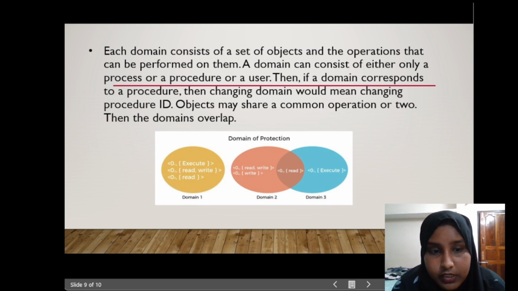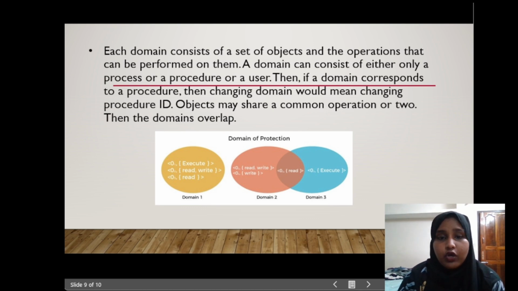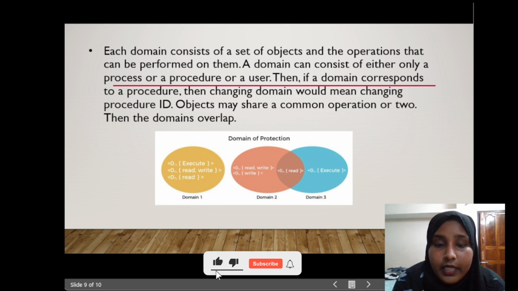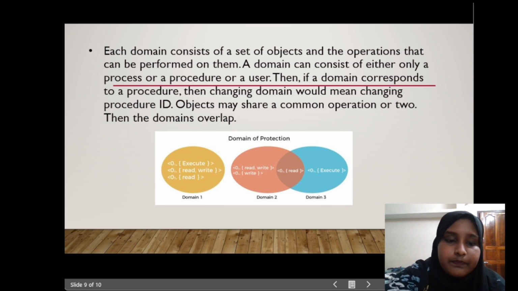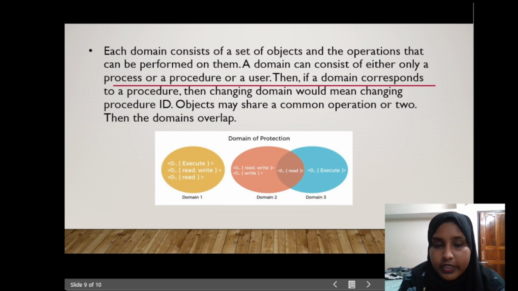If the domain is tied to a procedure, switching the domain would mean changing the procedure's ID, as each domain is uniquely identified by the process or procedure operating within it. Overlapping domains occur when two or more domains share common objects or operations. For example, two procedures might both have the permission to read the same file, causing their domains to overlap. Or else two procedures have the permissions to read and write the same file. Then the domains are overlapping in terms of access to that particular resource.